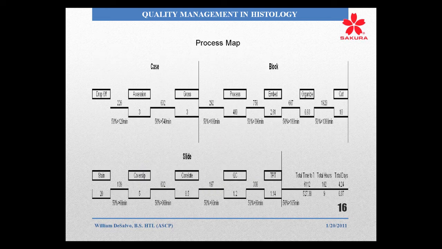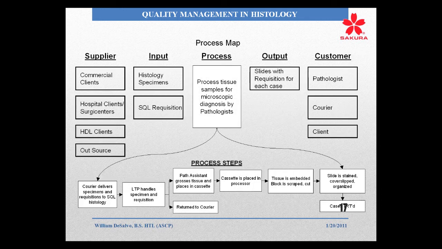Again, the next step is you've got to lay out a process map of what you're doing in your particular department, in your particular laboratory, from drop-off to turnaround time with the pathologist. You need to understand how long it takes you to do each of these steps and what your wait time is in between the steps. A process chart, a process map, is one of the first steps.